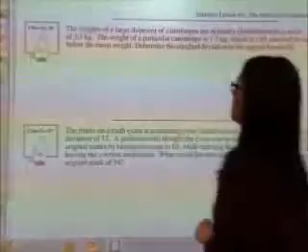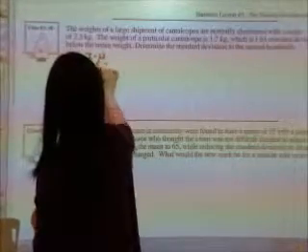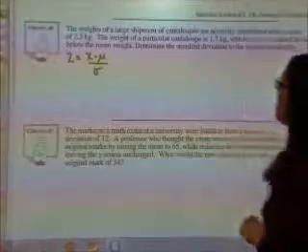Okay, the next question. So again, I start off with my formula. Z equals x minus mu divided by sigma. The weights of a large shipment of cantaloupe are normally distributed with a mean of 2.3 kilograms. The weight of a particular cantaloupe is 1.7 kilograms, which is 1.01 standard deviations below the mean weight. Determine the standard deviation to the nearest hundredth.